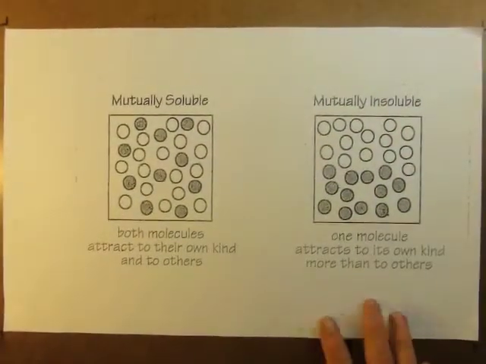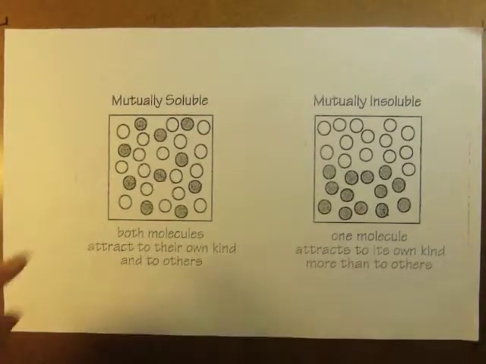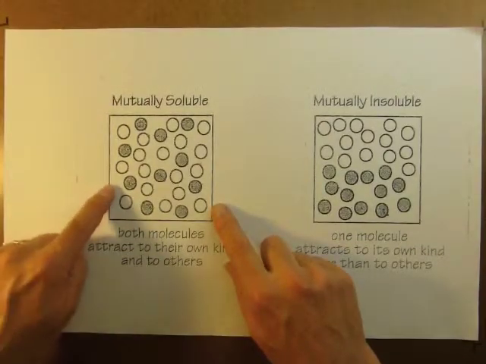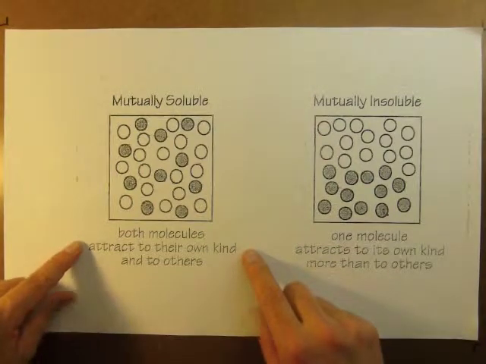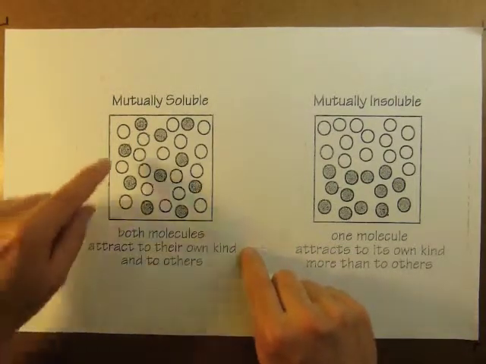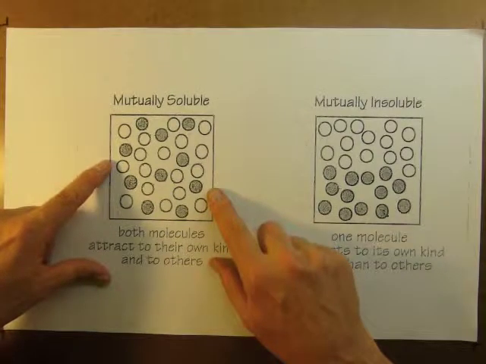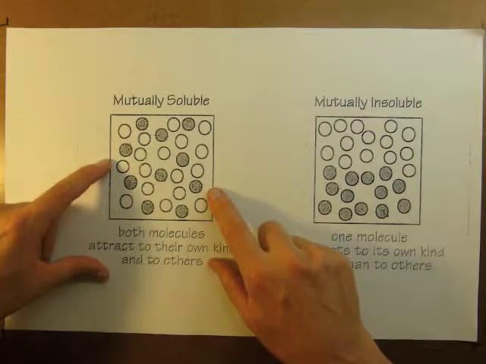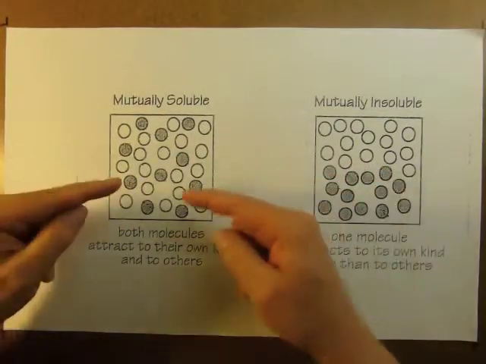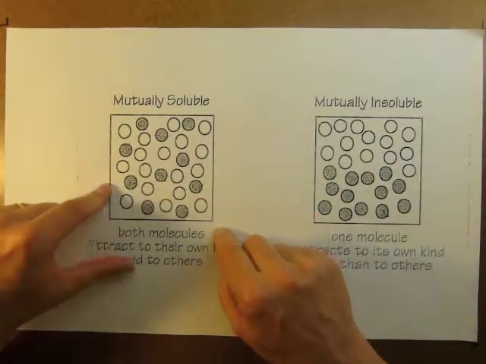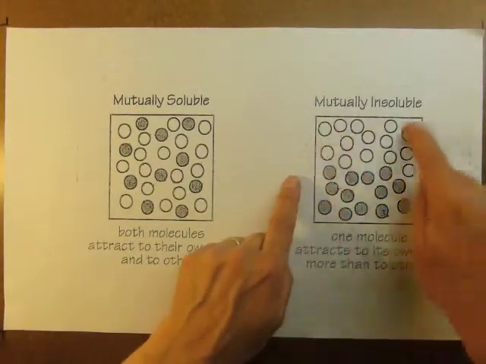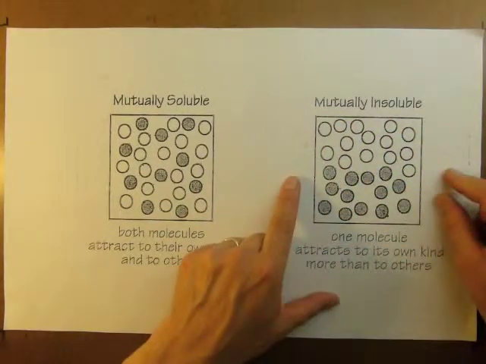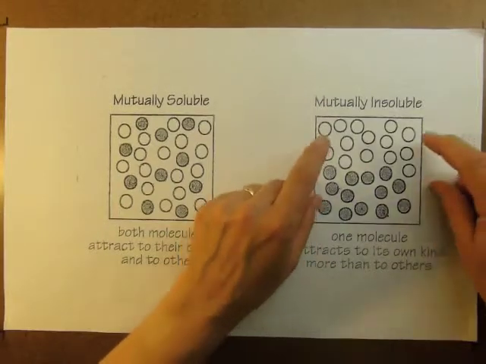If you look at a mixture where molecules are able to mix together, they're mutually soluble with each other, both molecules attract to their own kind as well as they attract to the other kind of molecule. The molecules that are in this mixture don't see each other as different in terms of their polarity or their attractive forces, and so they're able to attract to the other molecule as well as they can attract to their own kind.